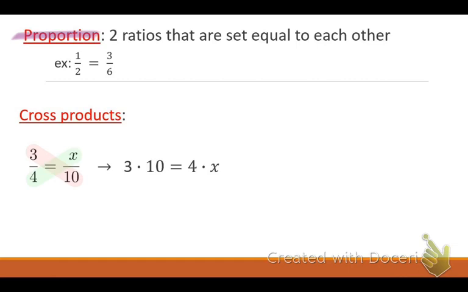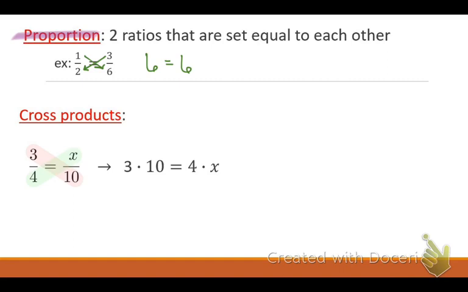So we see an example here, 1/2 equals 3/6. We know that it's truly a proportion if we can do a method called cross products, where we multiply the numbers diagonal from each other and see if they equal. So 1 times 6 is 6. 3 times 2 is 6. That's how we can verify that this is, in fact, a proportion. And cross products is also the method we use to solve.